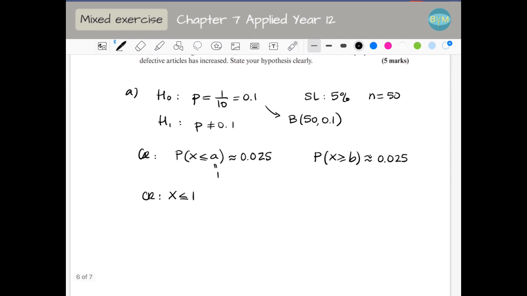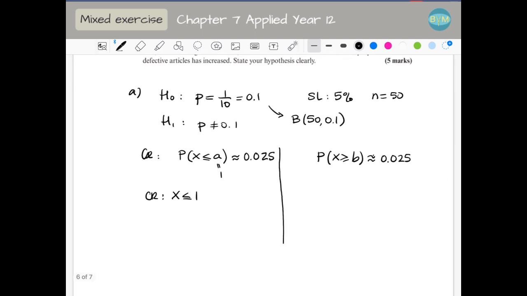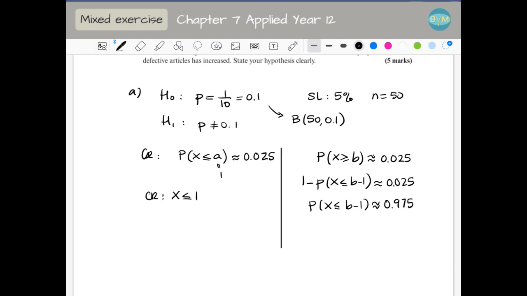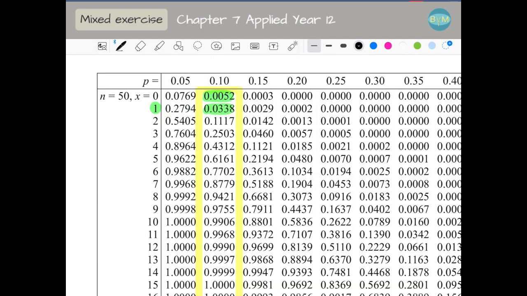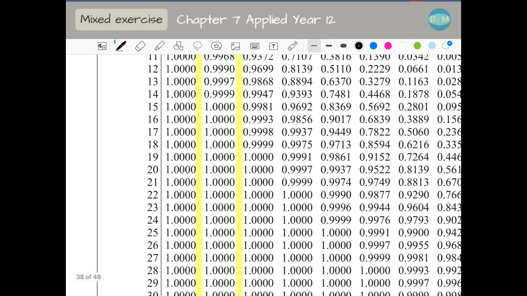And for the other part of the region, the right side, we really need to change this into 1 minus the probability of X smaller or equal than B minus 1, because we don't have that in the tables. We have the smaller or equal, not the greater or equal. We rearrange and we have that the probability of X being smaller or equal than B minus 1 must be close to 1 minus 0.025, which is 0.975.